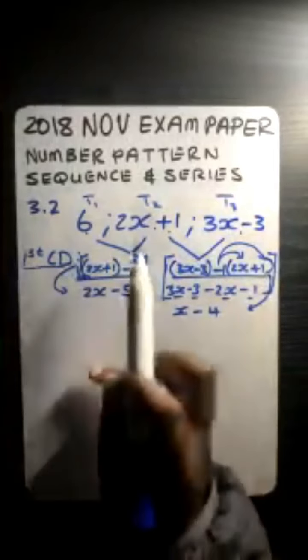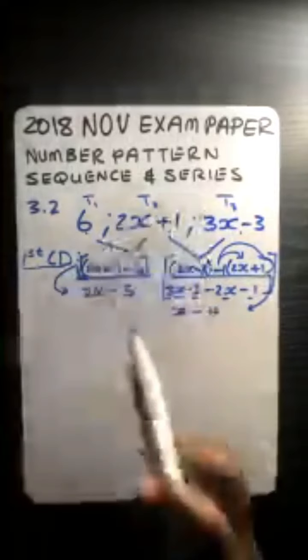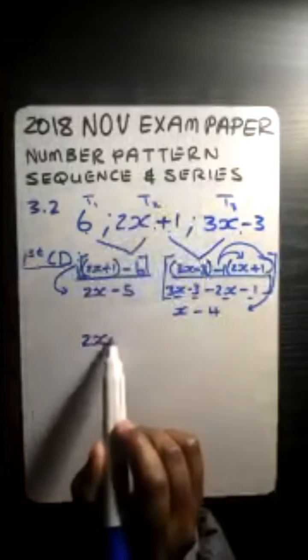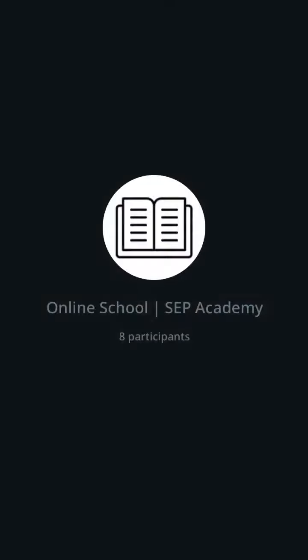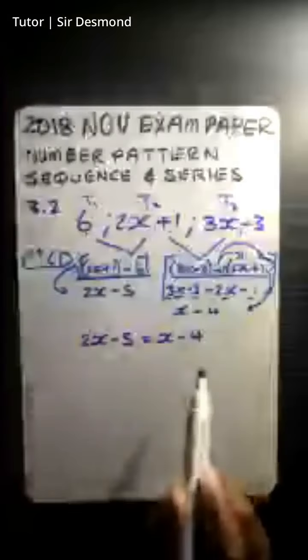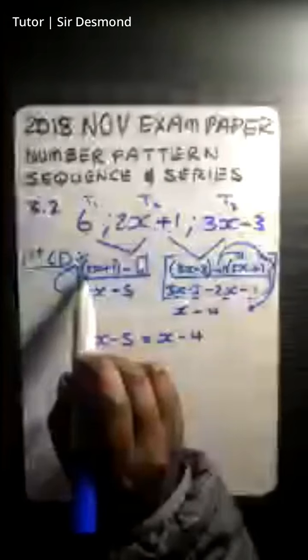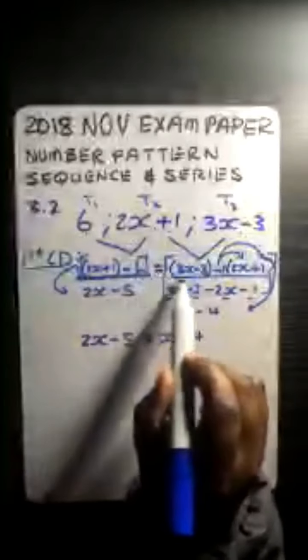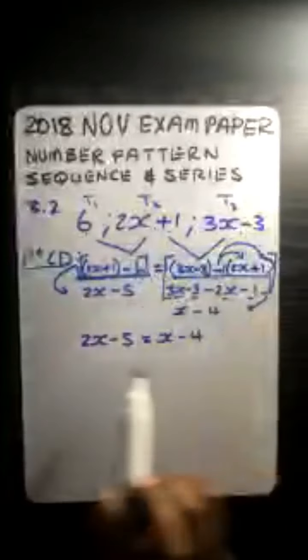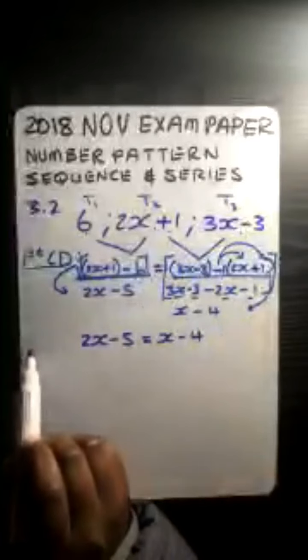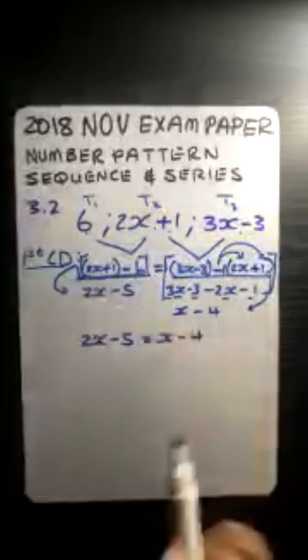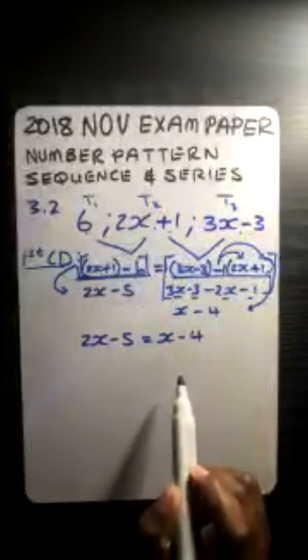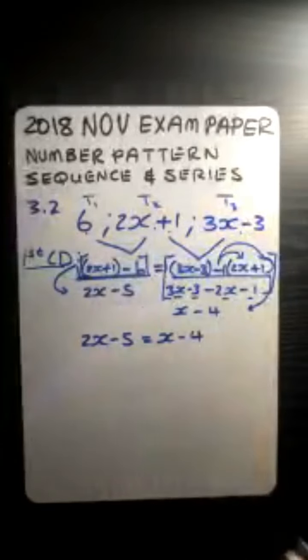Why did you do that? It's so that you can simply equate 2x minus 5 to x minus 4. Can you see? It's easy to work it out. Even if you equated the whole of this to the whole of that, you're just going to have a long thing on the left side and a long thing on the right side, and now simplify everything. But in this case, it's one side. Can you see?